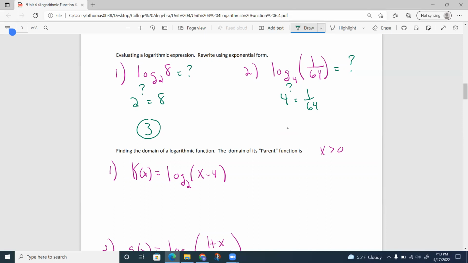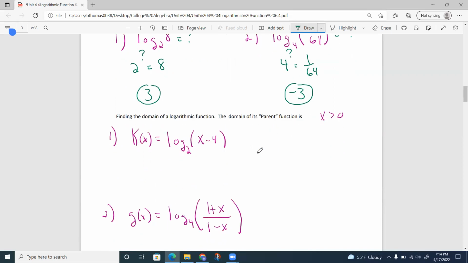First off, just think of 4 to the what power is 64. Well, that would be 4 times 4 times 4. That would be 64. But to make it a fraction, the exponent would have to be negative. So 4 to the negative third would be our answer to that problem. That would be the exponent that makes 4 turn into a 1/64.